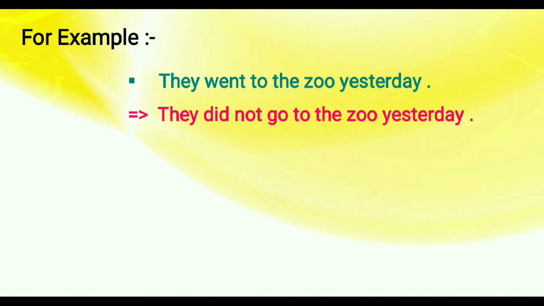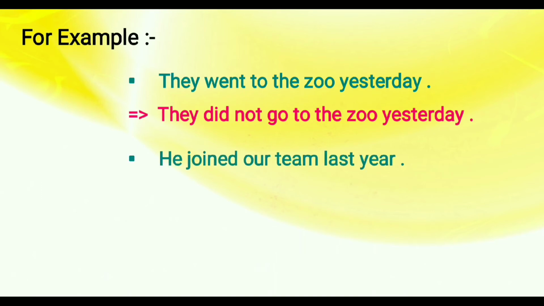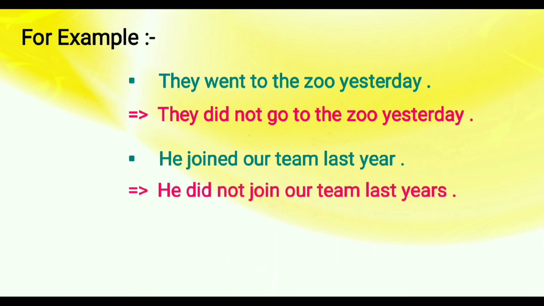Understand? So let's see another example. He joined our team last year. Again, joined is in the past form, so we understand it is a simple past tense sentence. Then what can we do? Again, the same method can be repeated. We write he, then did not, then we write the root form. What is the root form of joined? Yes, it is join. So we write here: He did not join our team last year.